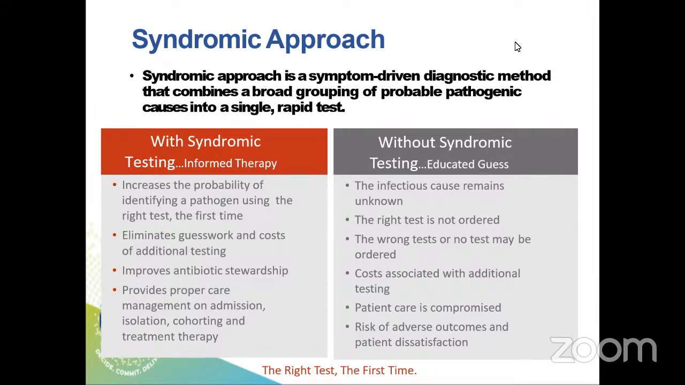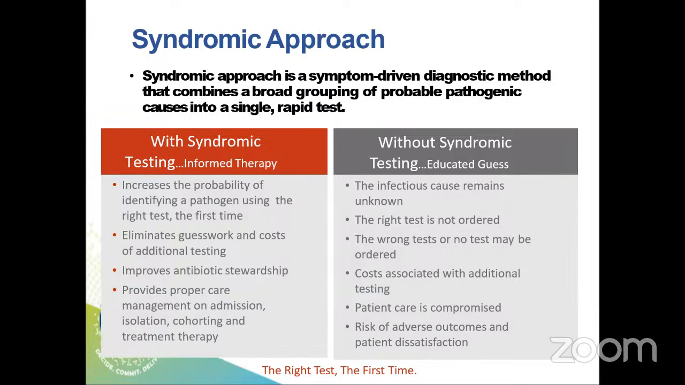And when we look at the difference, with syndromic targeting and without syndromic targeting, of course with syndromic targeting will increase the probability of identifying a pathogen using the right test, the fastest time possible. You can imagine when you're doing probably close to 34 targets, and of course, you may not get all of them together, but bacteria, fungal, viruses, and maybe some atypical bacteria, the benefits that you'll get after that. Then it eliminates guesswork and the cost of additional testing.